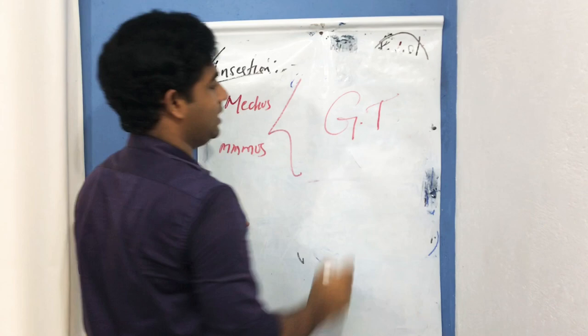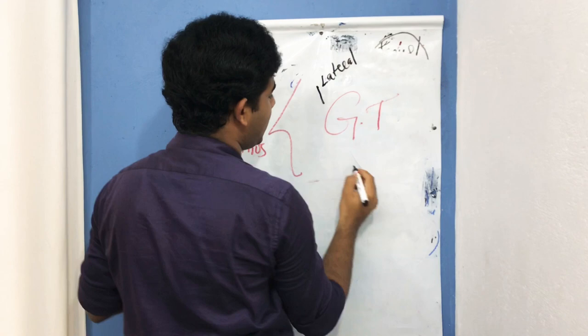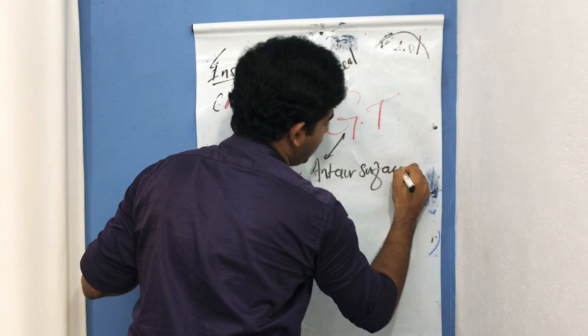That is the greater trochanter. Both muscles are inserted into the greater trochanter. Medius is inserted in the lateral surface of the greater trochanter, and this one is inserted into the anterior surface of the greater trochanter. Anterior surface. Very simple, right? I told you GT is important.